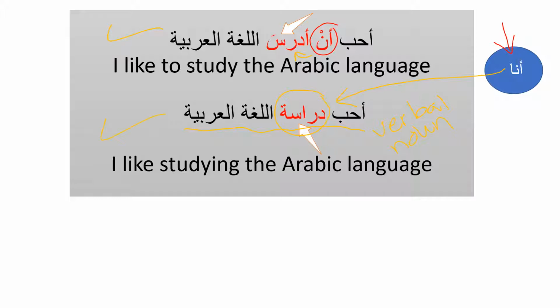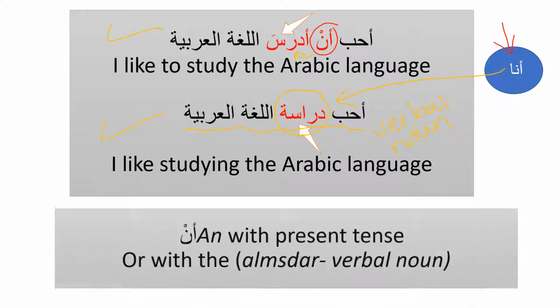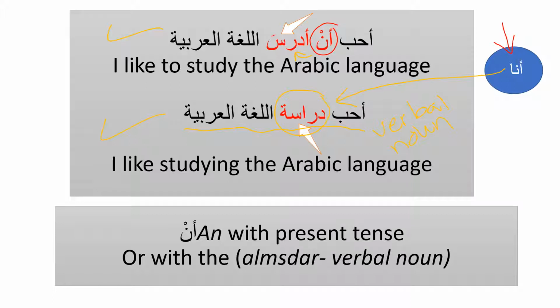Again, both of them are correct, with the present tense or with the masdar verbal noun. So these are the choices you have. When you use أن, you can use it with the present tense, or you can use the verb with masdar right away. This is number one. This is number two. Okay, now I want to change the pronoun to huwa. The reason I want to show you is that when you change the pronoun, you never conjugate al-masadir. They are the same.